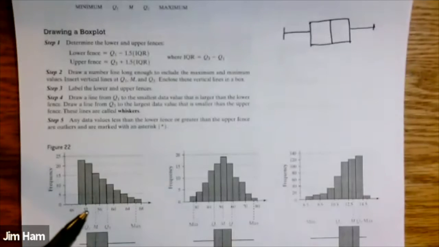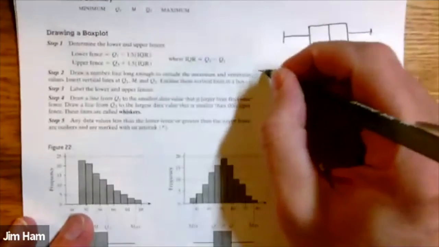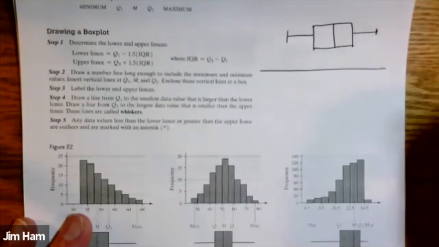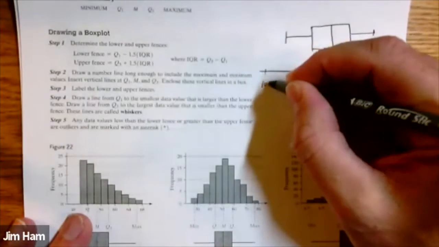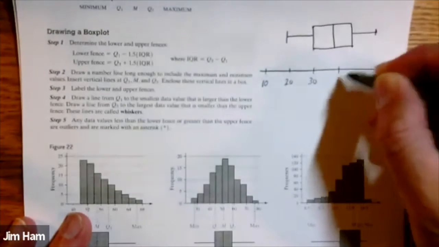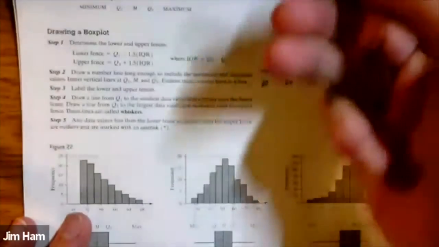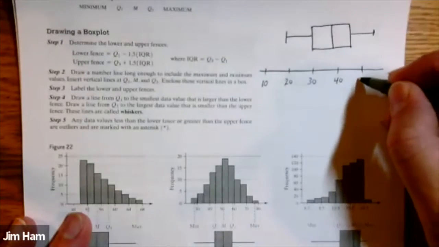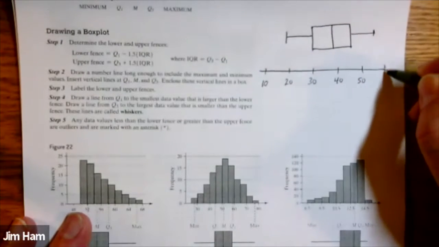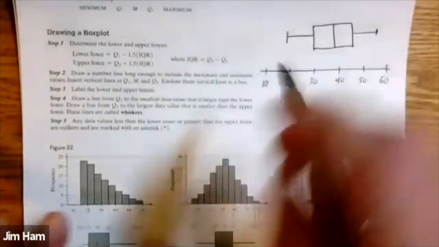And it's just a one-dimensional graph. So all you need is a scale that is uniform, and this graph can be at any height above the horizontal scale. So here would be a box plot.